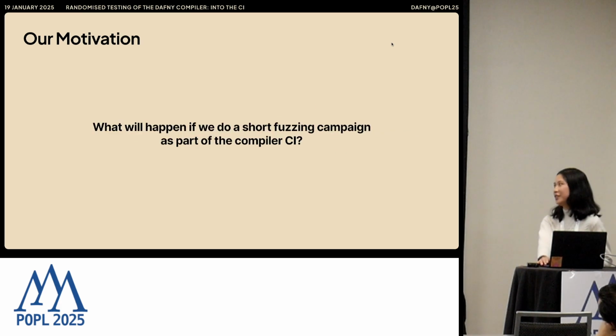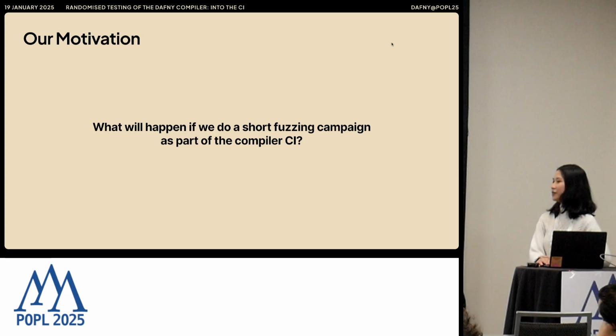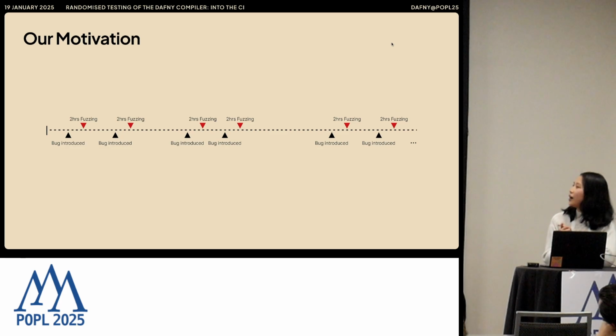So then we ask ourselves, okay, what about we do a mini fuzzing campaign as part of the compiler CI? So instead of a timeline that looks like this, we can have something that looks like this. So hopefully with a smaller amount of fuzzing, we might be able to find these edge case bugs and fix them while the context is still fresh and nothing else is built on top of it.